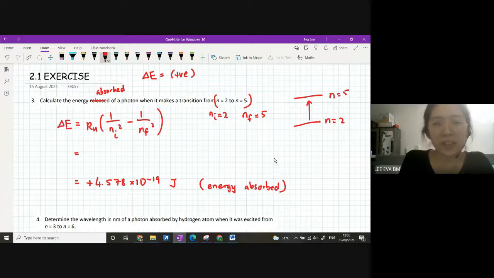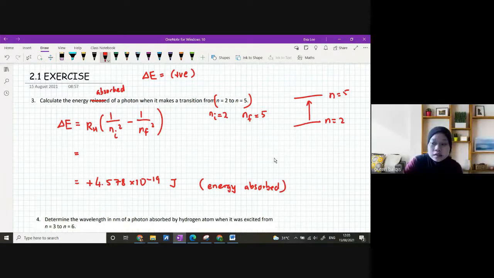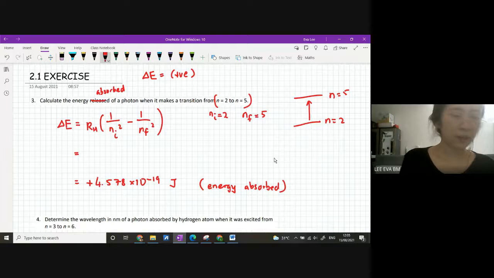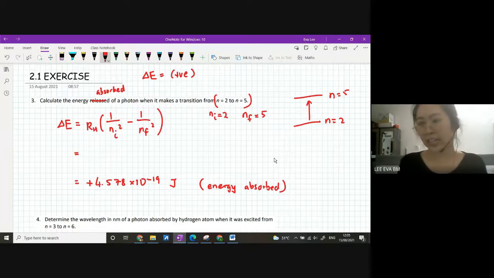Do you agree with the answer over here? Yes. We check together. Sometimes madam make mistakes. You need to let me know. So we have the delta E positive value 4.578 times 10 to the power of negative 19 joule, which means energy is absorbed when you make a transition from lower energy level to higher energy level.